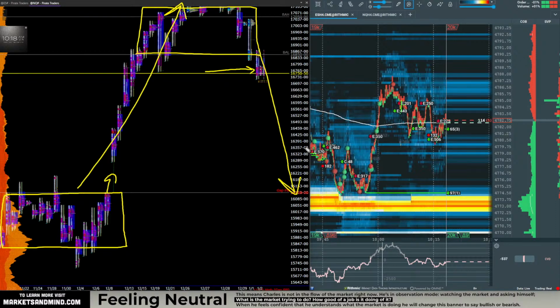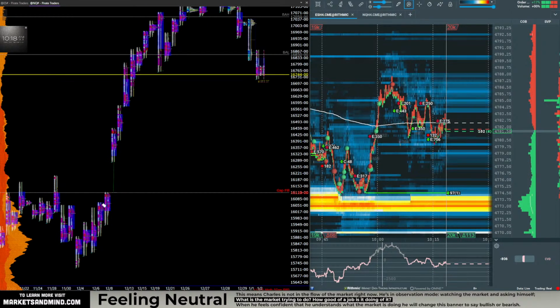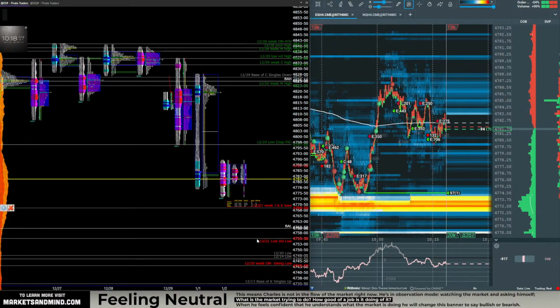Bearish to C. Bearish to C for the NQ. But the ES is a different picture because it's still in the middle of that balance area. So it could chop and chop all day.